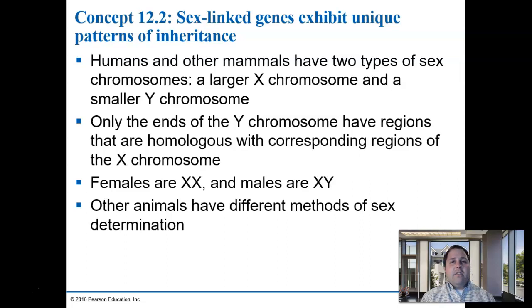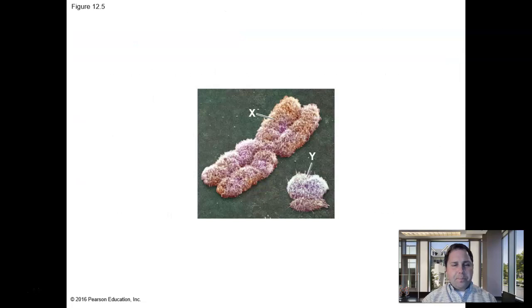Females are XX, so females have 2 copies of X, males are XY. So males have 1 X and 1 Y. Just to give you a caveat on this, other animals have different sex determination methods, different types of chromosome arrangements, but we'll generally talk about humans because that's the easy one for us to think about, XX and XY, and flies are the same.